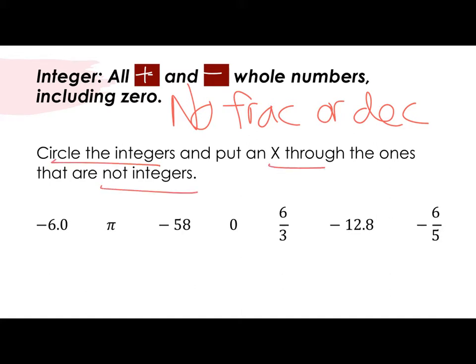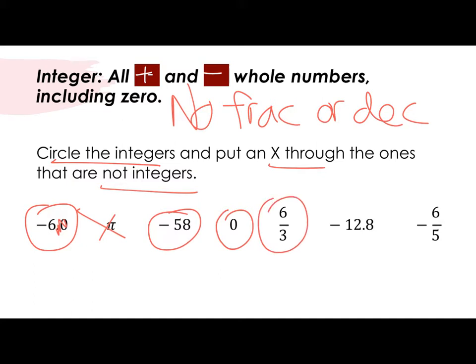not integers. So negative 0 or negative 6.0, really we could erase that 6.0 and we would just have negative 6, and that is an integer. The next one is pi, which is 3.1415 and so on, which is a decimal. So that is not an integer, so we're going to X it out. The next one is negative 58, which is a whole number, a negative, and so it is an integer. 0, we said yes. 6 over 3, if we simplify that, that's going to be 2. So 2 is an integer.